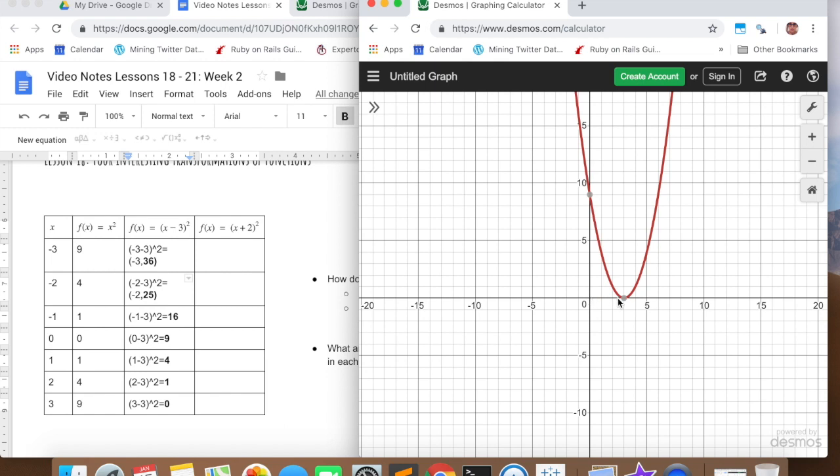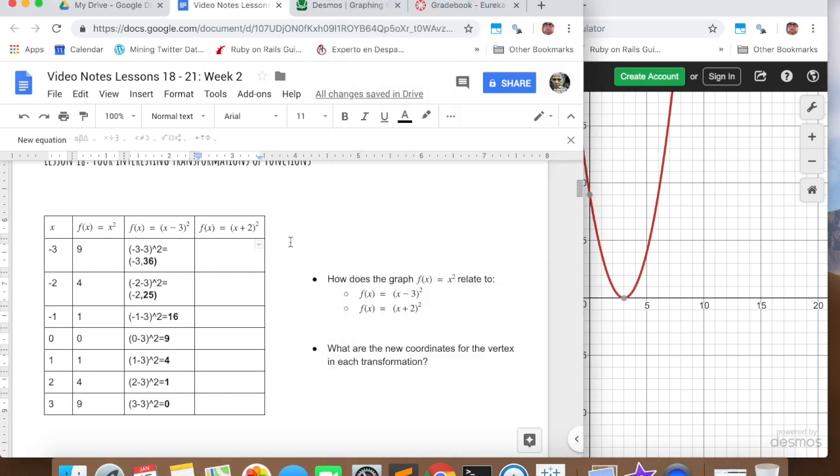Now I want to do the other type of transformation when we add 2 instead of subtracting a value. So go ahead and fill out the table here. I'm going to give you a couple of minutes to do that. And then I'll come back and we'll talk about the results to see what happens to our vertex when we add 2 to x before we square it.